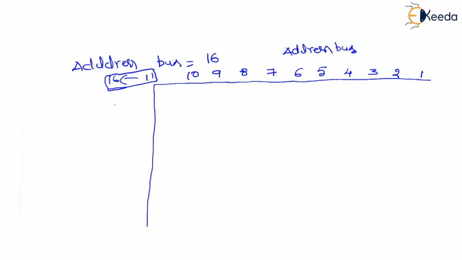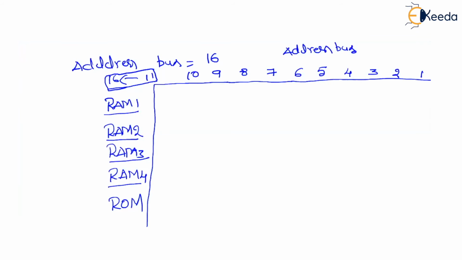Okay, how many chips are needed to be communicated? There are 5 chips. RAM 1, RAM 2, RAM 3, RAM 4, ROM. Okay, in these address bits, how many are used for RAM? Okay, if you want to communicate with RAM, how many bits will be used? 7 digits, because RAM is equal to 128. For representing a 128 word RAM, I do require 7 address digits, right?